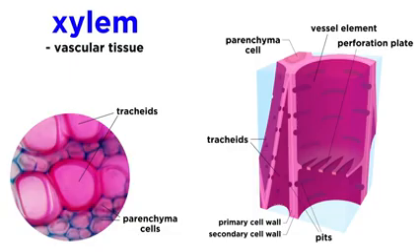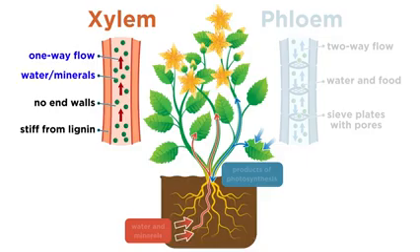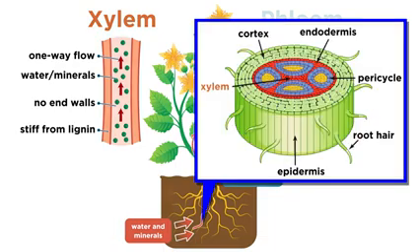Xylem is a vascular tissue made of dead cells called tracheids and vessel elements. These are both elongated cells whose walls are strengthened with lignin, the substance that makes woody plants so stiff and strong. Xylem is the vascular tissue responsible for transporting water and mineral nutrients upwards. The roots of a plant absorb water and minerals from the soil. This water is brought to the center of the root, where it encounters the xylem.